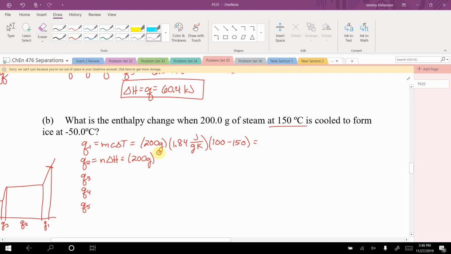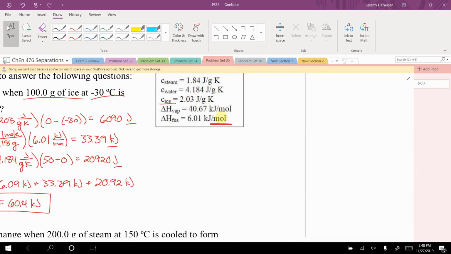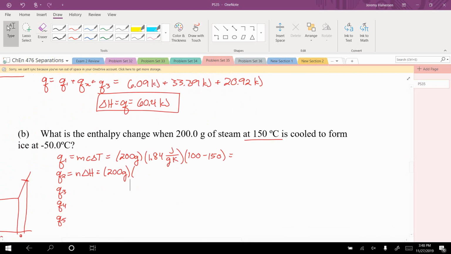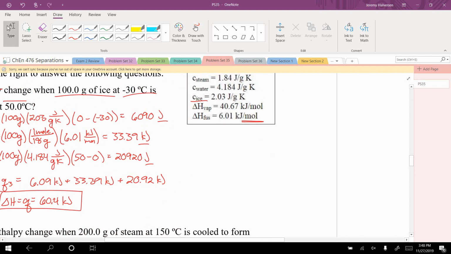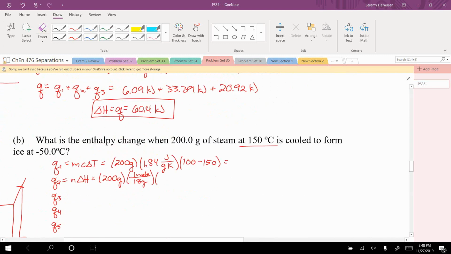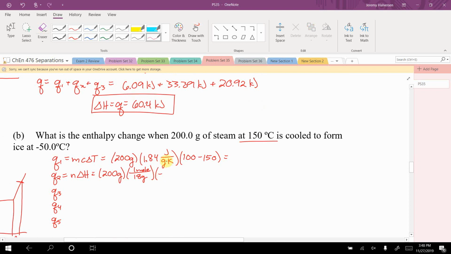So I've got 200 grams, but my delta H of vaporization is in moles, so I'm going to just change it to moles. And the delta H of vaporization is 40.67 kilojoules per mole, but am I vaporizing this stuff? No, I'm not. I'm condensing it. So to vaporize, I have to put in 40.67 kilojoules per mole. If I'm condensing, that means it's going to release 40.67 kilojoules per mole. So my actual delta H here is negative 40.67 kilojoules per mole.